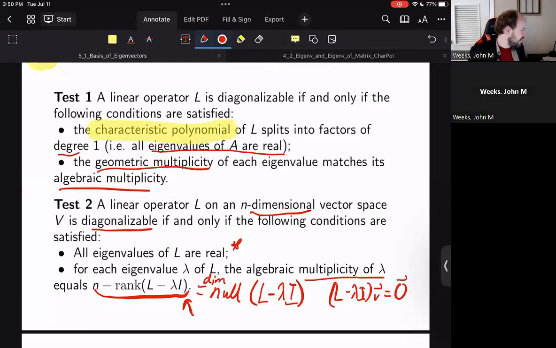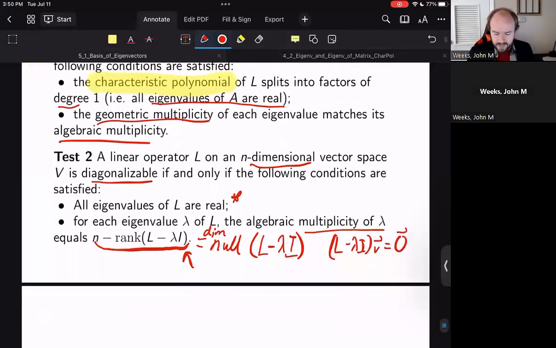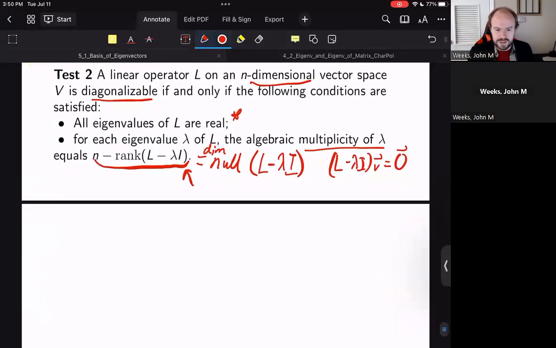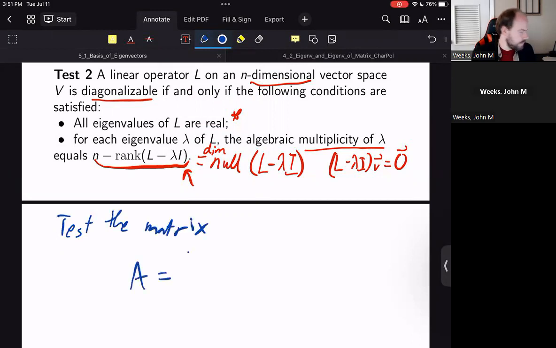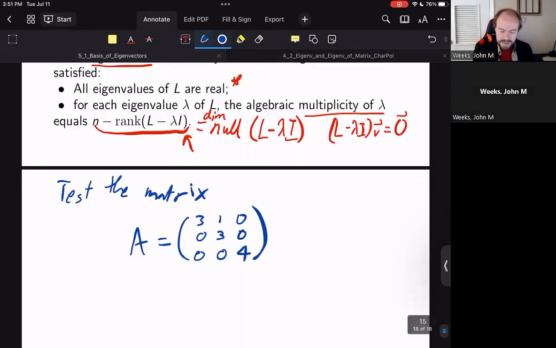Let's see this here in an example. Let's go ahead and write down an example using test 2. So let's check it out with this example. Here we go. We've got to test the matrix. This matrix is going to be A equals 3, 1, 0, 0, 3, 0, 0, 0, 4. Let's test this matrix for diagonalizability.